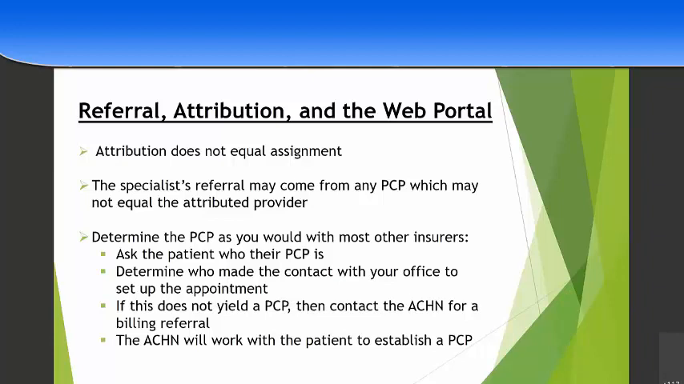So the first thing that the specialist should do is to determine the PCP, as you would with most other insurers. First, ask the patient who their PCP is. Determine who made the contact with your office to set up the appointment. If this does not yield a PCP, then after all efforts have been exhausted, contact the ACHN for a billing referral. The ACHN will work with the patient to establish the PCP.